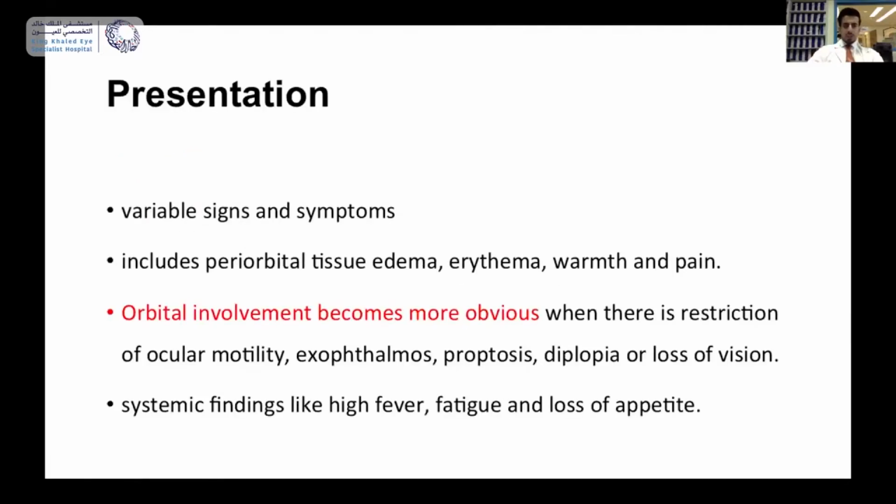How do they present? They usually present with variable signs and symptoms, including periorbital tissue edema, warmth and pain. Orbital involvement becomes more obvious when there is a restriction of ocular motility, exophthalmos or proptosis, diplopia, or loss of vision. So watch out for these signs. Systemic findings like high fever, fatigue, or loss of appetite might also be present.